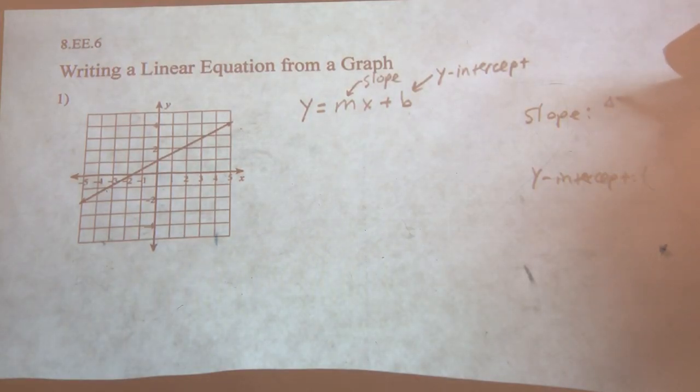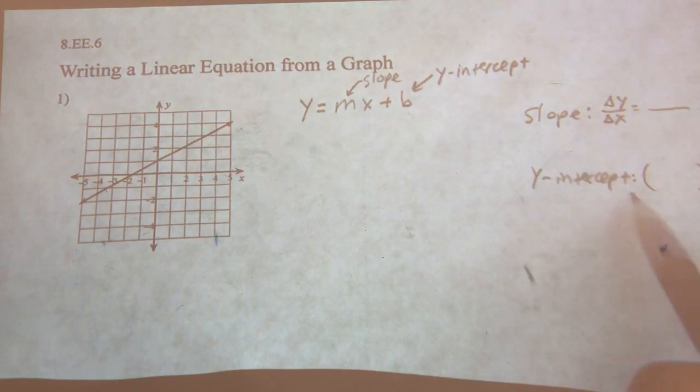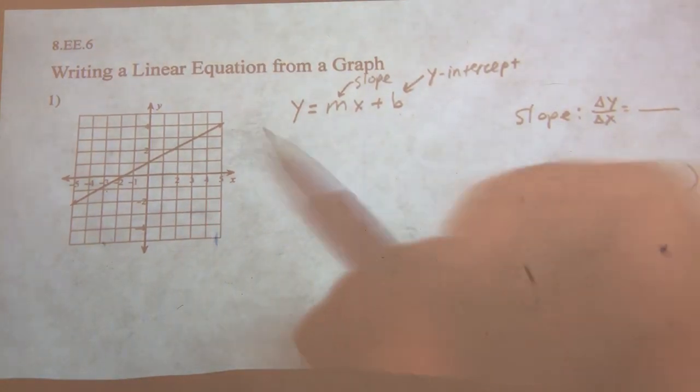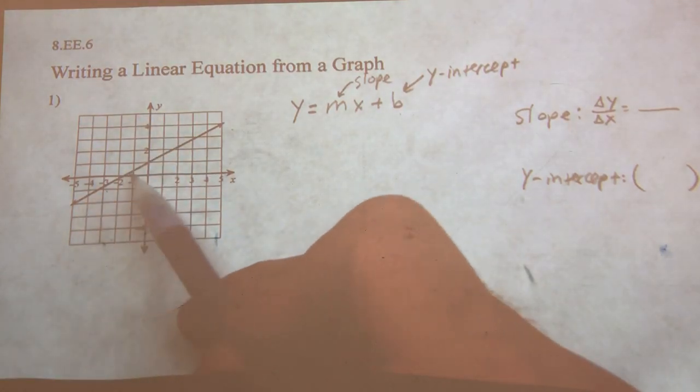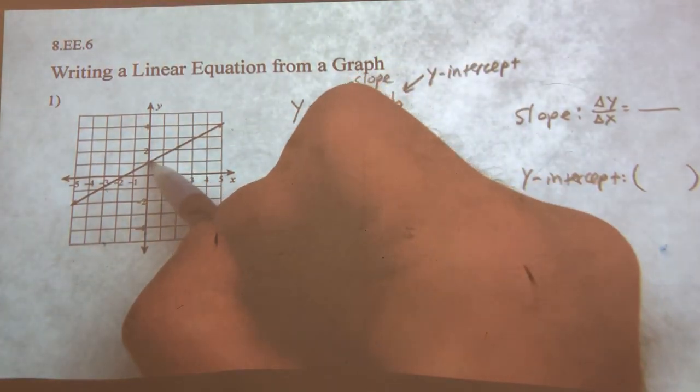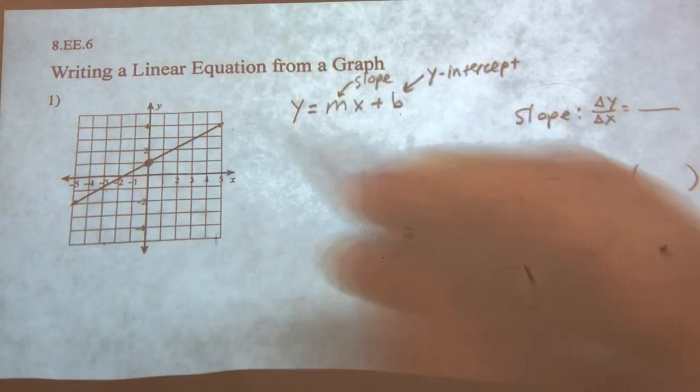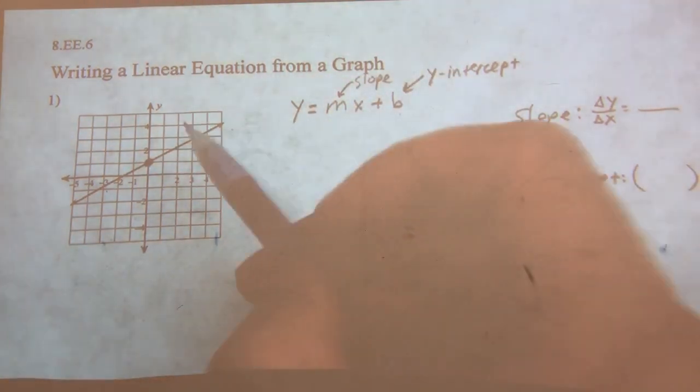Remember, slope is change in y over change in x. So we just look at our line. The definition of y-intercept is just the point where this line crosses or intercepts the y-axis. So if I look at my line, boom, right there. So this point right here is my y-intercept. So I just have to read this point.